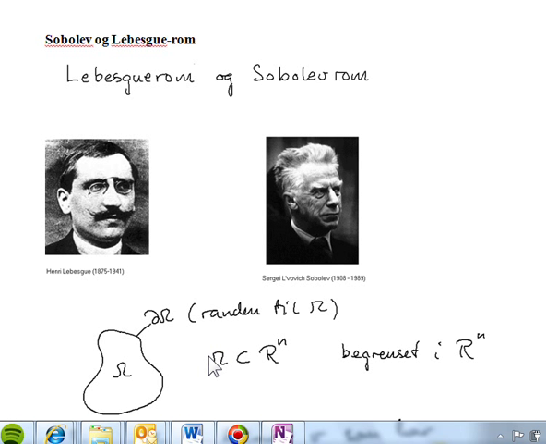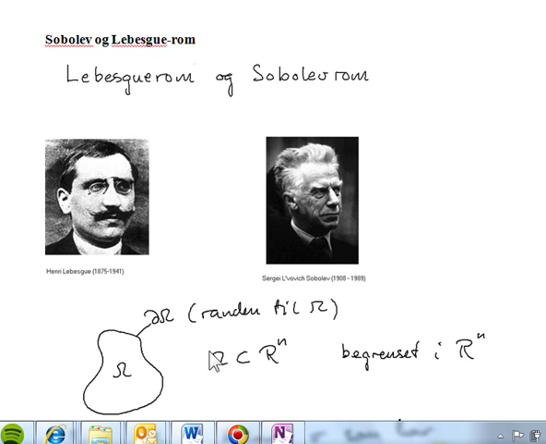Let's consider a subset of Rn. In this illustration we have chosen n equal to 2, so it's in the plane. And we assume that this subset is an open bounded domain. Bounded means that it's possible for us to find a circle which surrounds this region omega. The boundary of omega is called del omega.